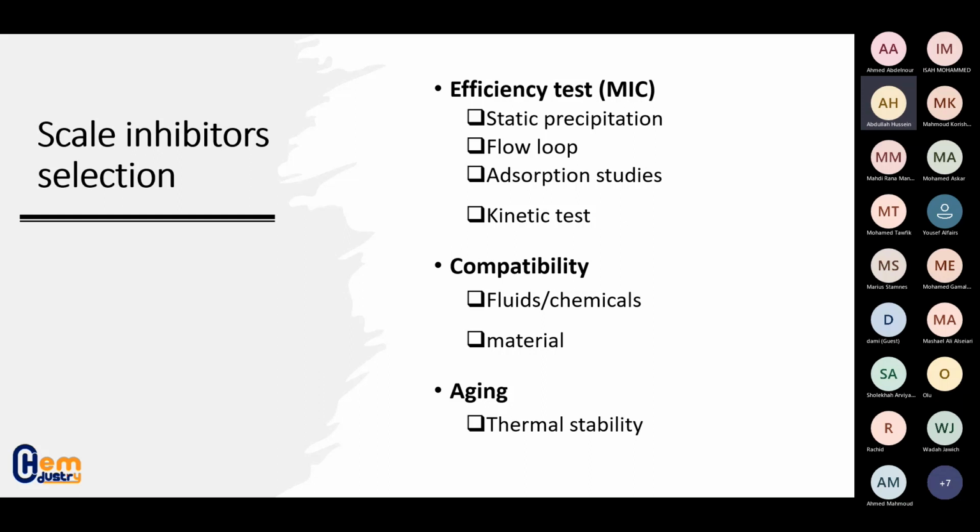First, you have to look for their efficiency. You do the static precipitation test, the flow loop test. There's also the kinetic test and the adsorption test. The main reason for doing this is we're looking for the minimum inhibitory concentration. You also have to make sure that these chemicals are compatible with the produced fluids and the production chemicals. You also have to make sure they are compatible with the metallic structures you have there, and also that they are thermally stable.